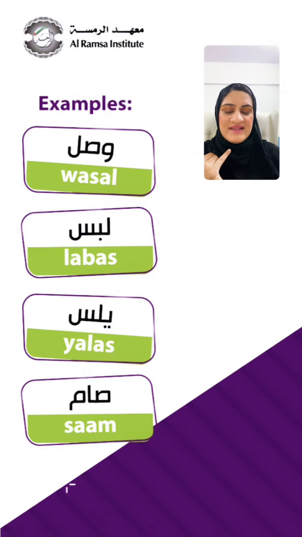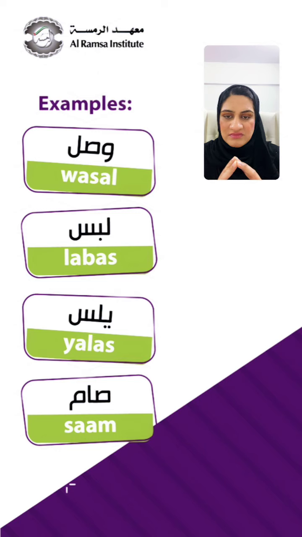Okay, so the verb wasal, this is all in past tense, so I'll explain in past tense. Wasal means he arrived. Labas means he wore clothes. Yaales means he sat down. Sam means he fasted.